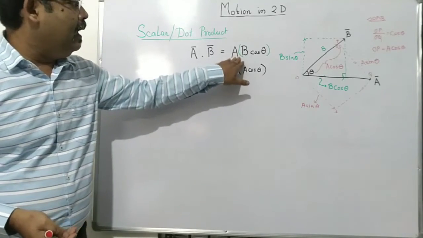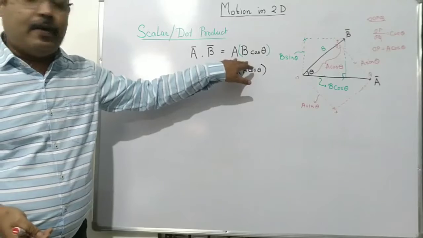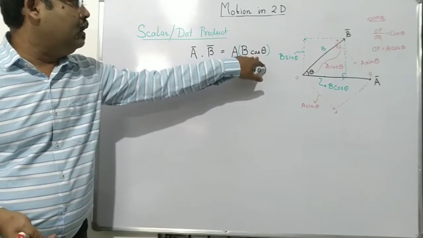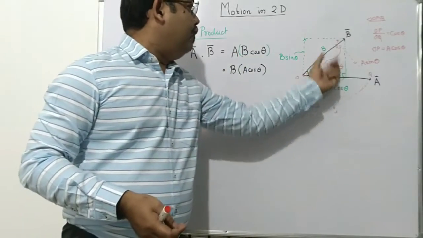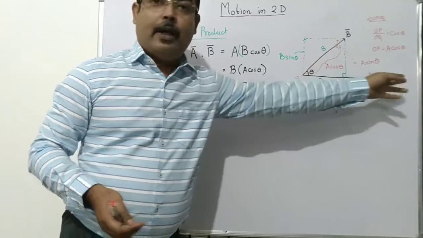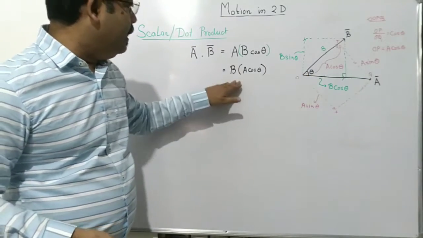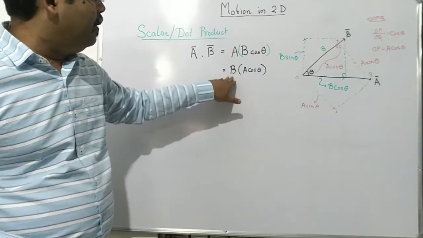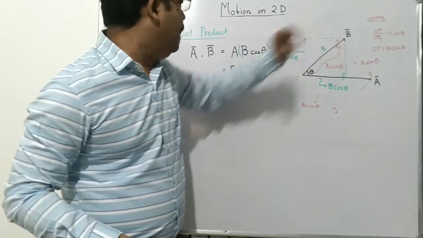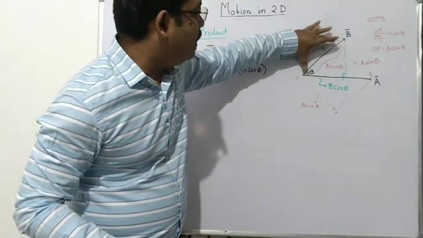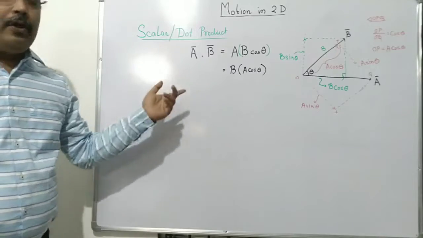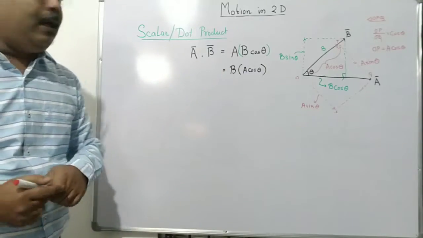In this case, A, the magnitude of the first vector, and B cos theta is the component of vector B, the second vector, along the direction of vector A. In this case also it is the same thing: the first vector B here, and then A cos theta, that is this length, that is the component of A in the direction of B.